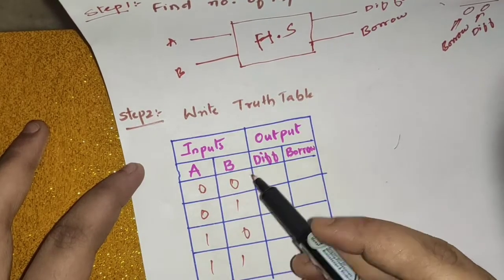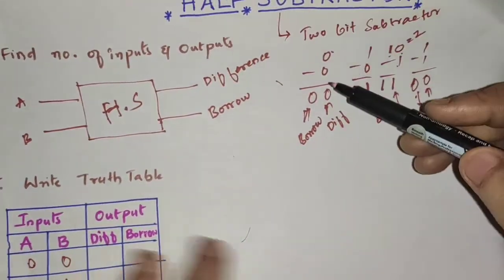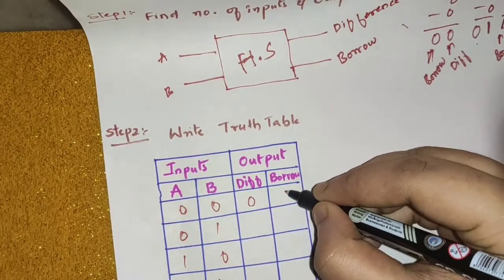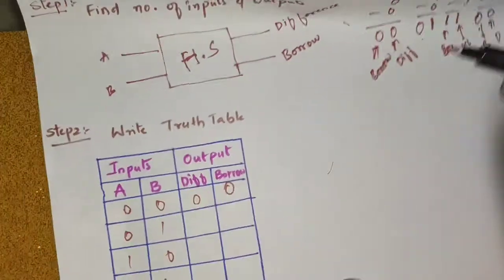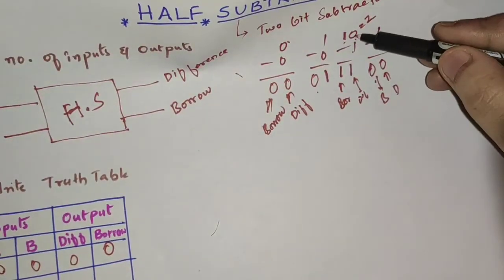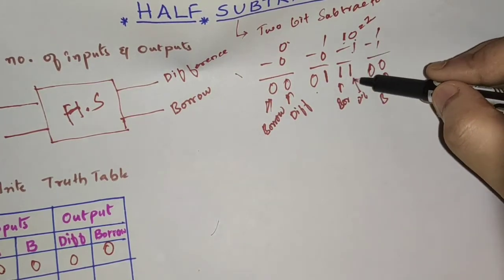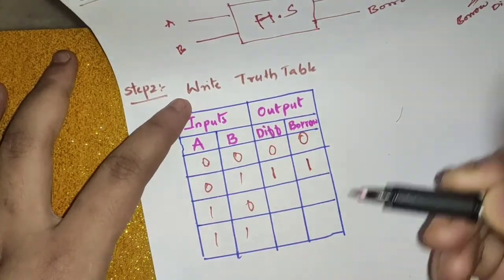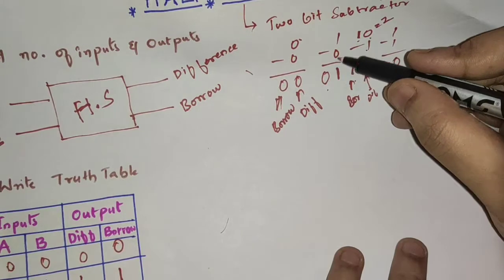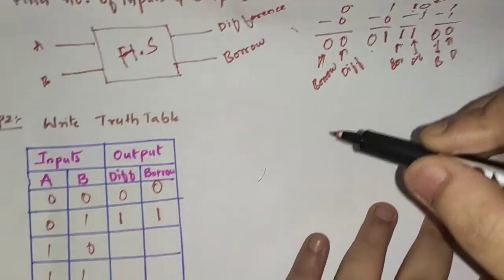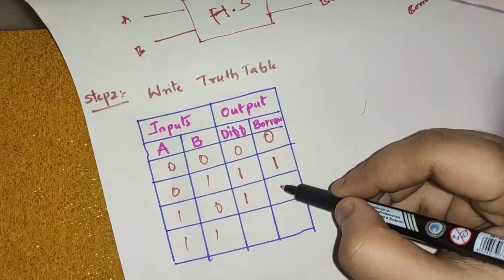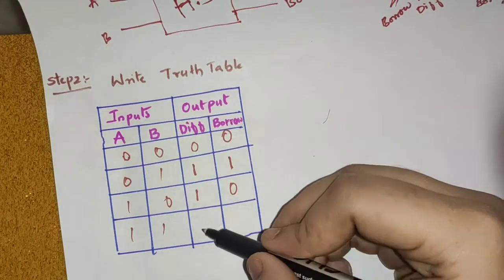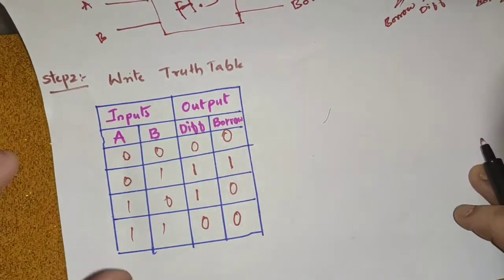0 minus 0 is 0, so for 00 the difference is 0 and borrow is 0. For 01, if we subtract 1 from 0 we get difference as 1 and borrow is 1. For 10, if we subtract 0 from 1 we get difference 1 and the borrow is 0. For 11, if we subtract 1 from 1 we get difference 0 and borrow is also 0. This is the truth table.